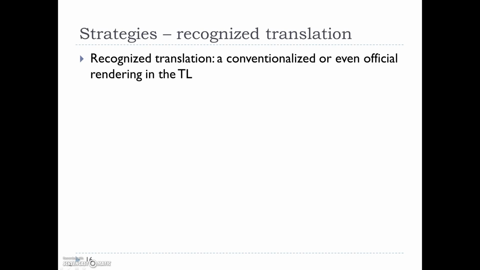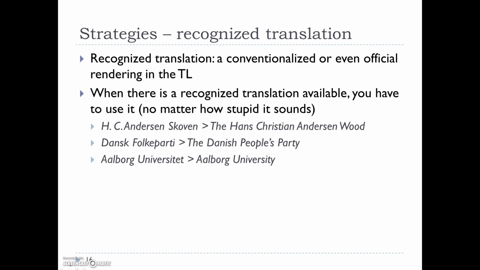Finally, we also have recognized translation. So this is a conventionalized or even official rendering in the target language. So this means that you can use this, and you should use it, in cases where you're, for instance, translating names of organizations or places, and where there is an official translation in the target language. So when there is a recognized translation available, you have to use it even though you don't like it. So here we have a couple of examples, and again we can definitely discuss whether we think they're any good or not, but that doesn't really matter.